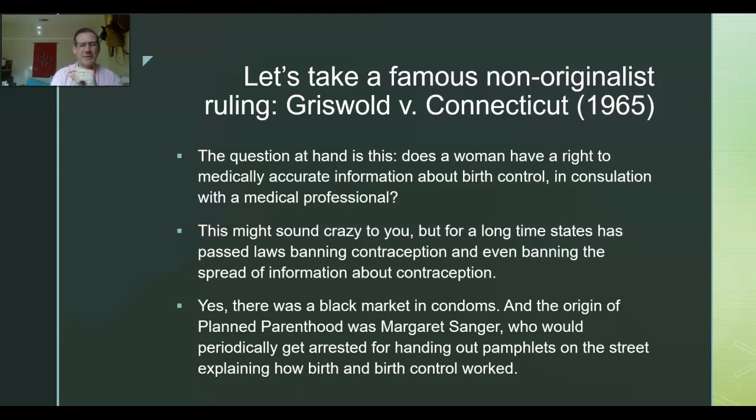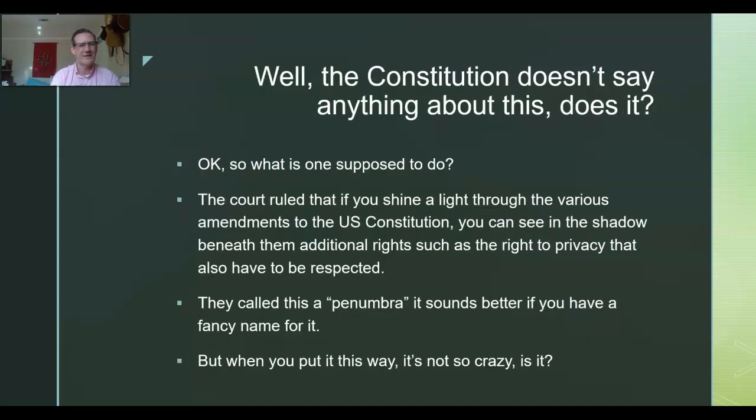Believe it or not, when Planned Parenthood was first founded, it was called the American Birth Control League. The origin of Planned Parenthood was with a woman by the name of Margaret Sanger, who would periodically get arrested for hanging out on the streets of New York and handing out pamphlets explaining how birth control worked. The cops would come, throw her in jail for a couple days, but she was kind of a big believer in family planning, and women would come to her and say, I've already got 4 kids, I don't want another one, et cetera, et cetera. What can I do? And she would sort of try to talk them through it.